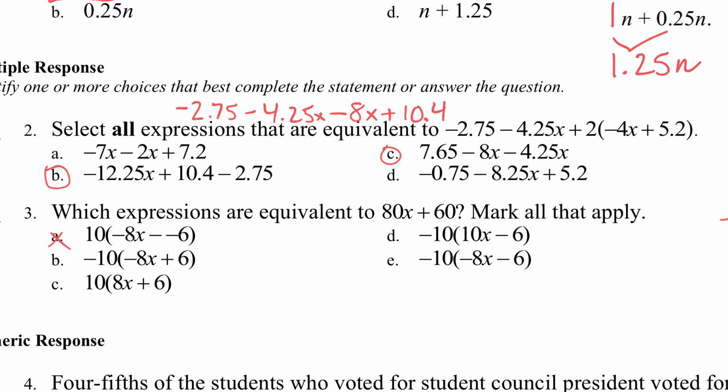What else I got here? Negative 10 times negative 8, that is positive 80. Great, x. Okay, then negative 10 times 6 is negative 60. No, that's not going to work. So B is not one of our answers either. Okay, 10 times 8, 80. x, okay, great. 10 times 6, 60. Okay, I think we found one of our answers there.